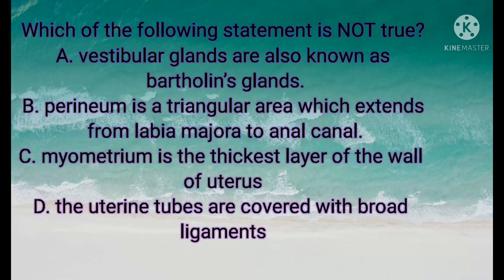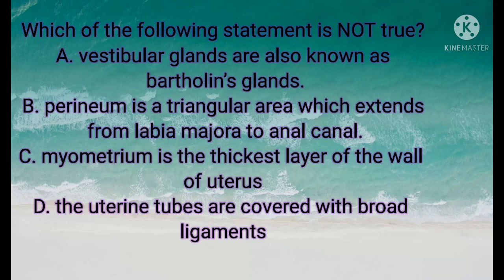But here the uterine tubes are covered with the broad ligament, this is the false option, because the uterus is covered with the broad ligaments, and the uterus is attached to the body and also to the ovary with the help of ligaments. But the uterine tube, that is the fallopian tube, the oviduct, is not covered with the broad ligament, and because of that it is the wrong statement. All the first, second and third, that is A, B, C, are right statements regarding the female reproductive system.